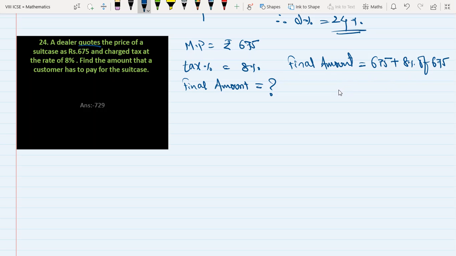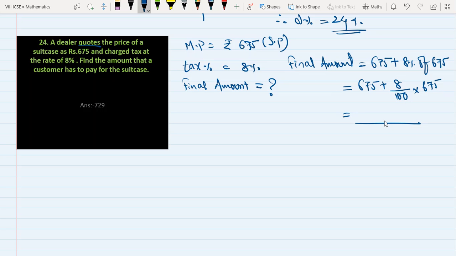I'm directly adding the tax on the mark price. Why? Because there is no discount. So mark price is the selling price. Mark price is the selling price in this case. So how to find the tax, the final amount, I'm sorry, 675 plus 8 upon 100 multiplied by 675. Let's solve this and get the final answer.